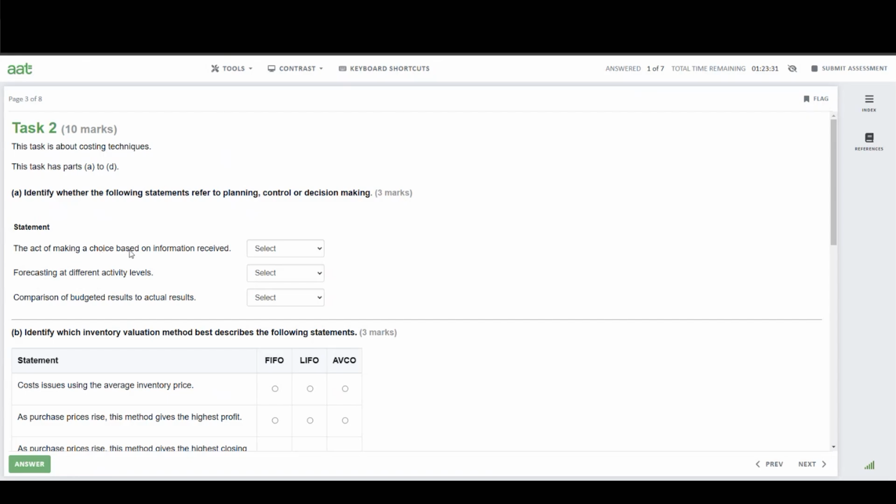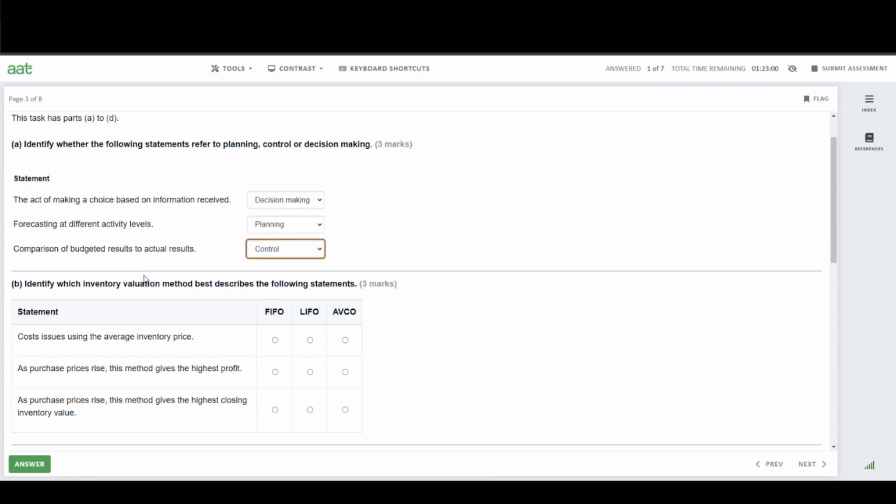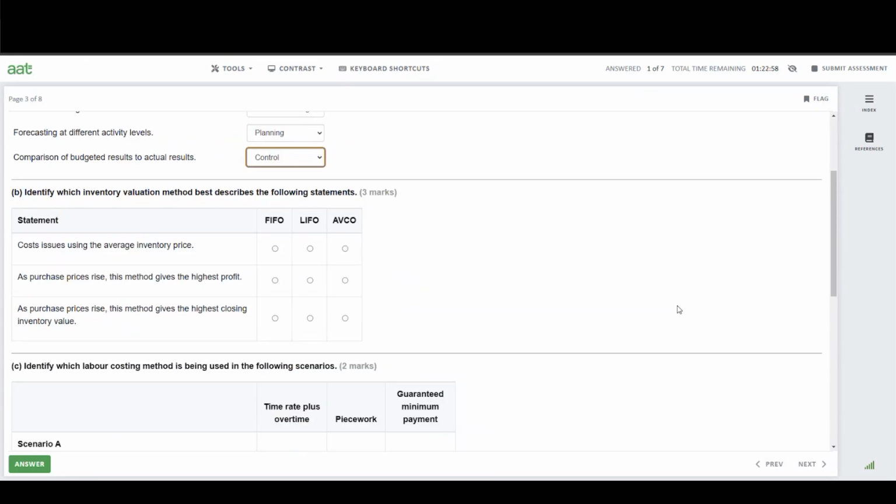The act of making a choice based on information received. So if you're making a choice, that means you're making a decision about something. So that will be decision making. Forecasting at different activity levels. That is one of the ways that the business will plan its activities. And then finally, comparing budgeted results to actual results and then taking action is an example of control, of budgetary control. So that's that part answered.